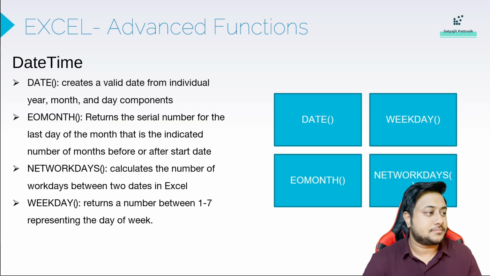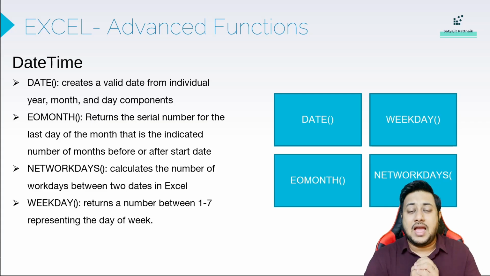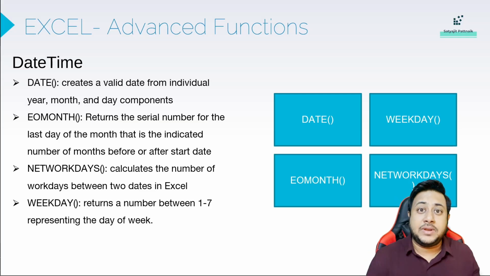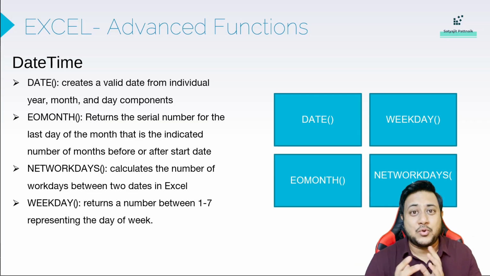NETWORKDAYS calculates the number of work days between two dates in Excel. For example, I will pass January 1st and December 31st, 2021. That means 365 days. But how many of them are only work days? That means except your Saturdays and Sundays, how many work days do we have? You will easily get that using NETWORKDAYS. Similarly, your date 1 or date 2 could be anything. You simply call NETWORKDAYS, pass your date 1 and date 2. It will tell you how many work days you have.